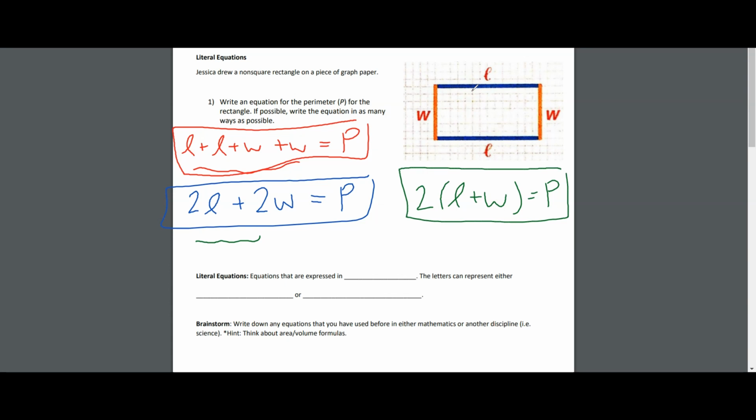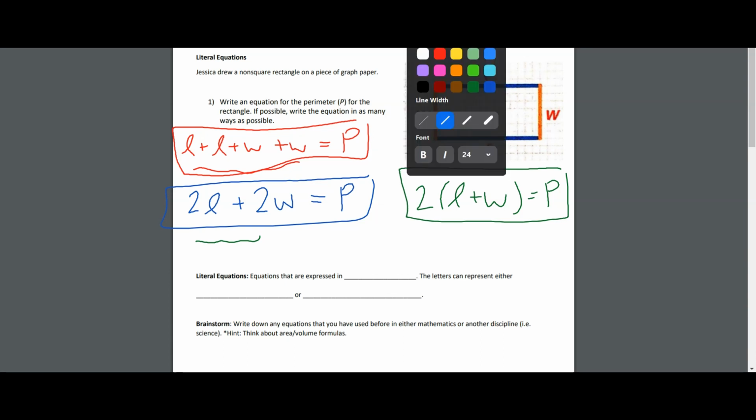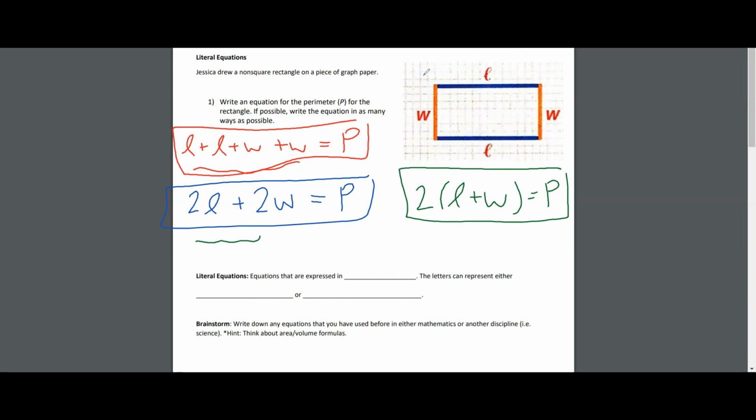Now, this equation didn't have a ton of numbers. One of the equations, the red one, didn't have any numbers in it. It just had variables. And this is what a literal equation is. It's an equation made up of many letters. You can have some numbers in there, but most of the terms in there are going to be made up of letters rather than numbers. So that's what we're going to fill in down here. Literal equations are equations that are expressed in letters. These letters can either represent variables or numbers.